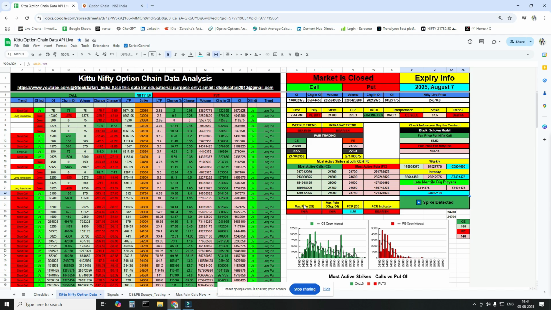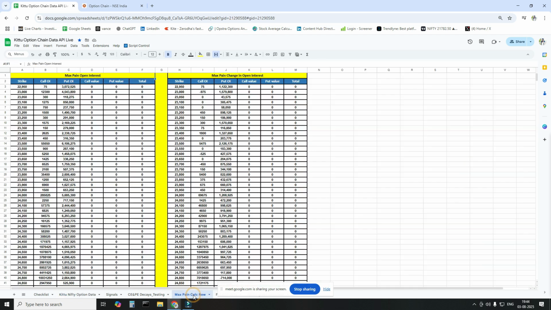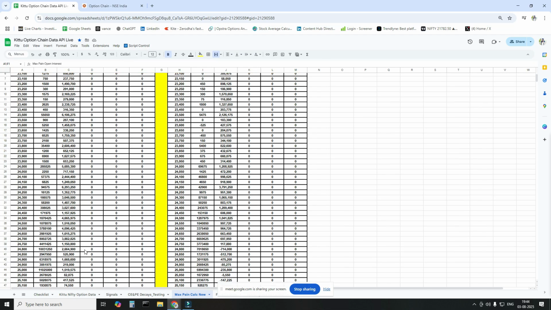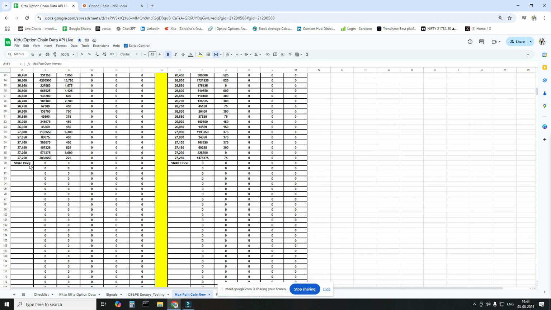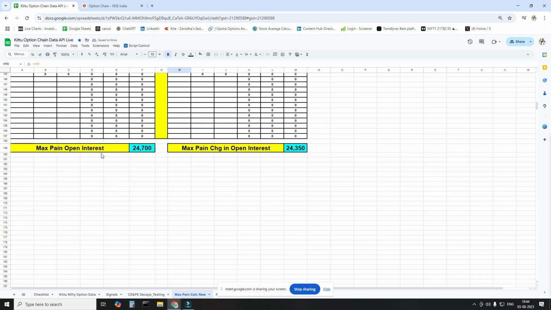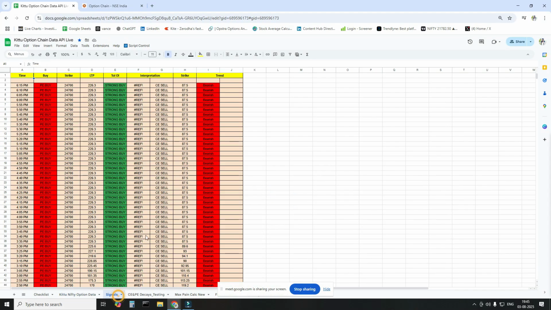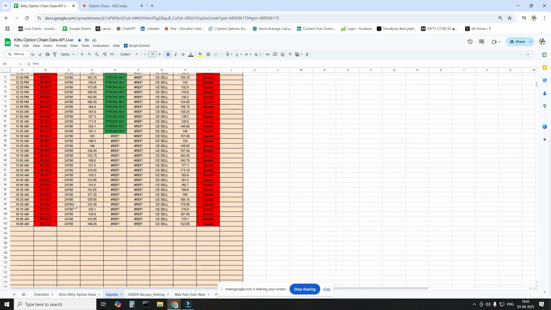And we also calculated the max pain here, which gives you some PCR indications. On the bottom side we also have a few layouts shown, so you can directly go to this layout and see what is happening in the max pain calculation: max pain for open interest and max pain for the change in open interest. And we also have signals in this area, where every 5 minutes you can track what is happening in the market and how the signals are working.